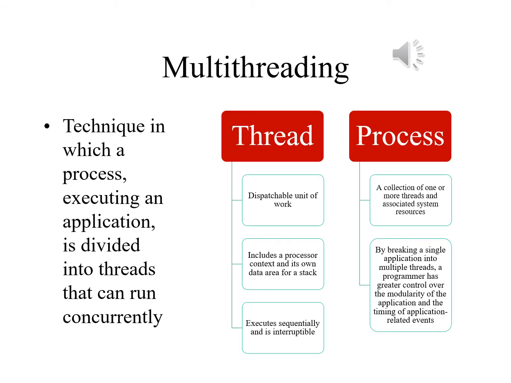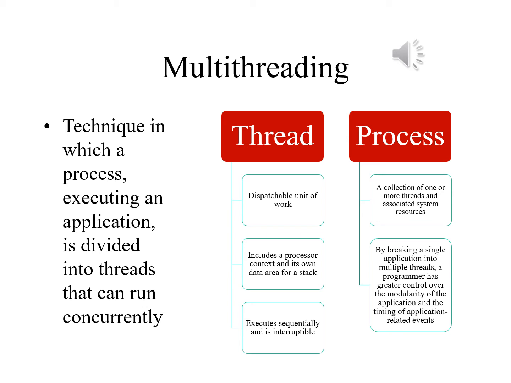Multi-threading is a technique in which a process executing an application is divided into threads that can run concurrently. We make the following distinction. Thread: a dispatchable unit of work. It includes a processor context, which includes the program counter and stack pointer, and its own data area for a stack to enable subroutine branching. A thread executes sequentially and is interruptible so that the processor can turn to another thread.